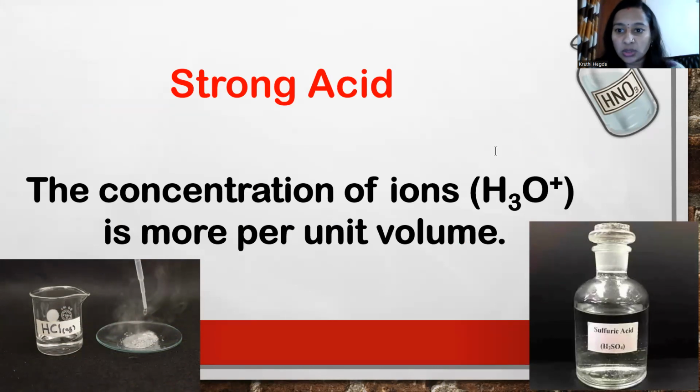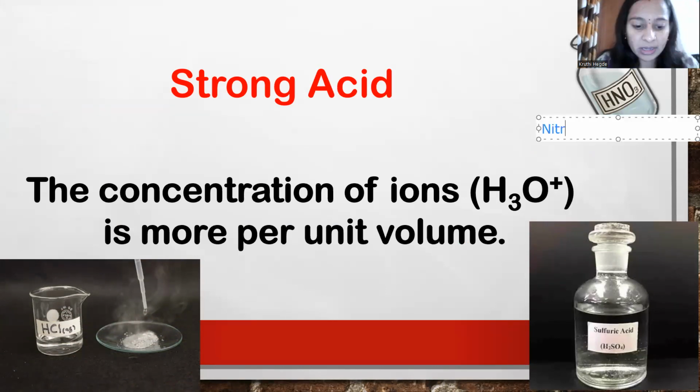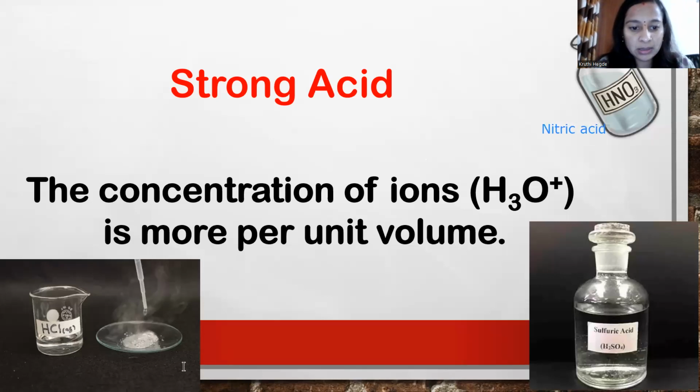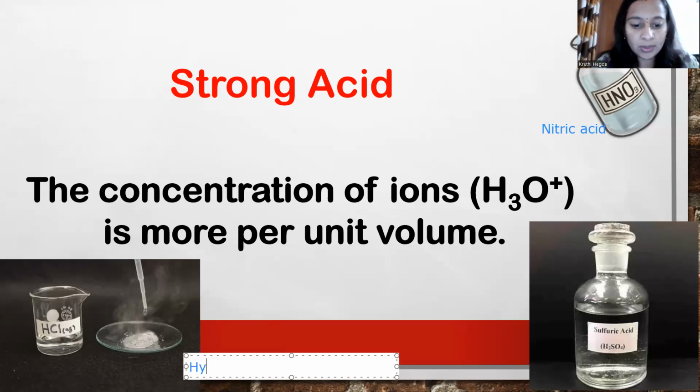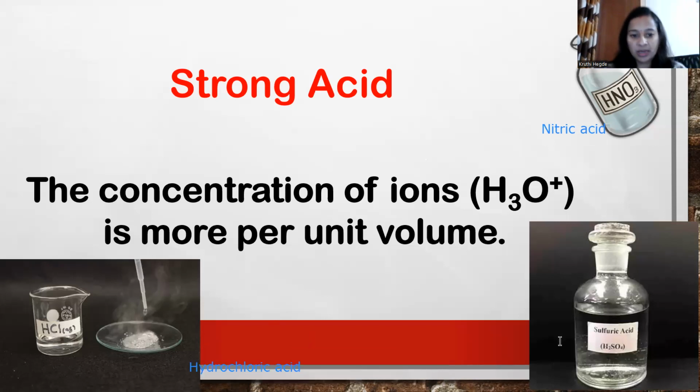HNO3 is nitric acid, HCl is hydrochloric acid, and this is sulfuric acid. The names are given there. So these acids are considered as strong acids because they produce a large number of ions in a given volume. Per unit volume, they'll have more ions compared to a weak acid.